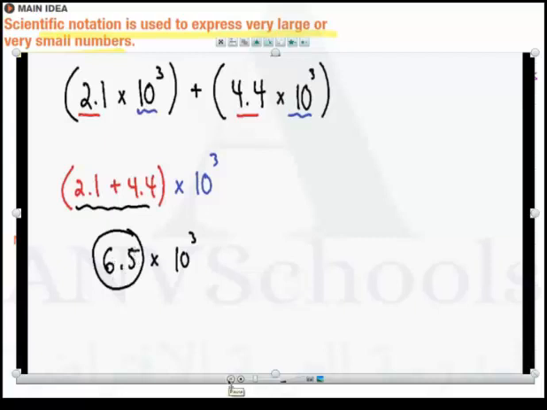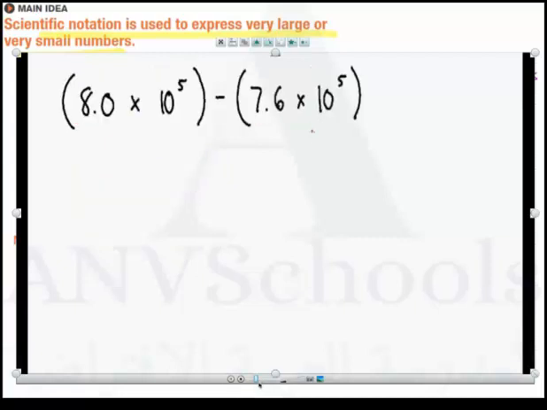So let's look at another example. In this example, the powers are also still the same. Because they are the same, this allows us to subtract in scientific notation, and it's easy for us to do this. So we basically take this and this and make the subtraction.